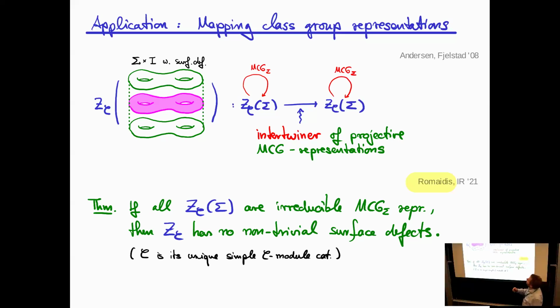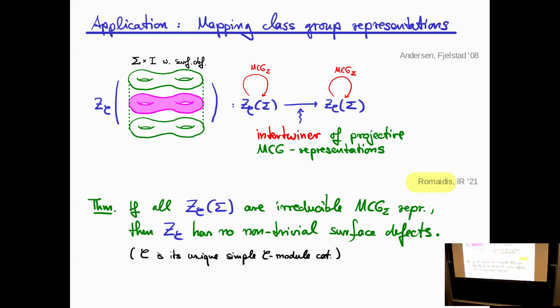No. With this picture, I want to explain why surface defects have anything to do with mapping class group representations. So what they actually show is that when you have non-trivial surface defects in Wess-Zumino-Witten models, then the mapping class group representations for genus larger than one are always reducible. So that's what they show. And then there's a kind of converse where you say if they're actually all irreducible, then conversely there are no surface defects. And because there's an extra condition for them, which I didn't mention, that's not a trivial converse.